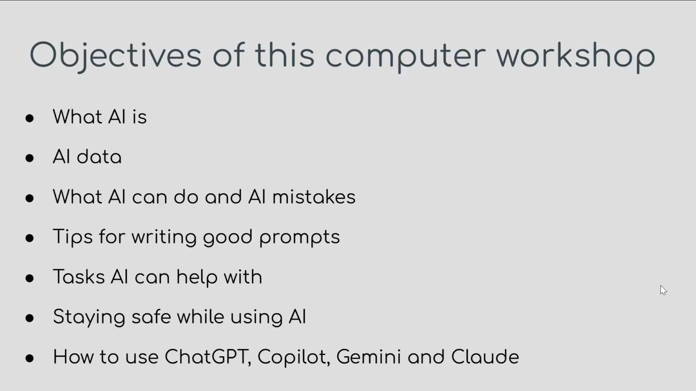So these are the objectives, and the first objective of today's artificial intelligence workshop is to explain what artificial intelligence, or AI, is. Then I'm going to show you a slide about AI data, what AI can do, and also that AI can make mistakes, tips for writing good prompts, tasks that AI can help you with, staying safe using AI, and then also 4 different artificial intelligence websites that are also apps. So ChatGPT, Copilot, Gemini, and Claude. So those are the 4 we're going to be talking about today.